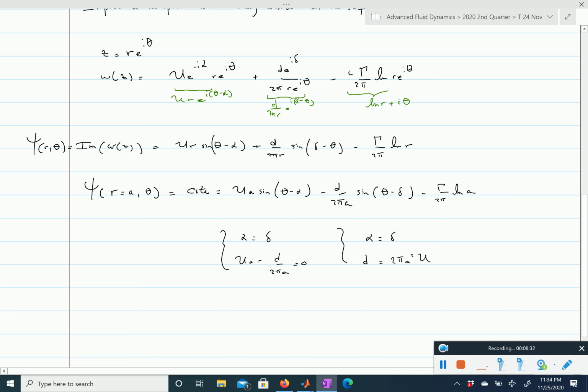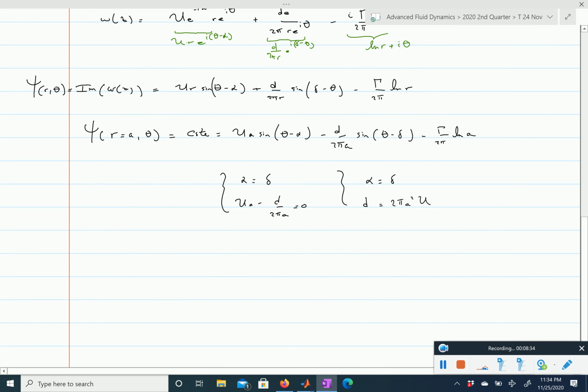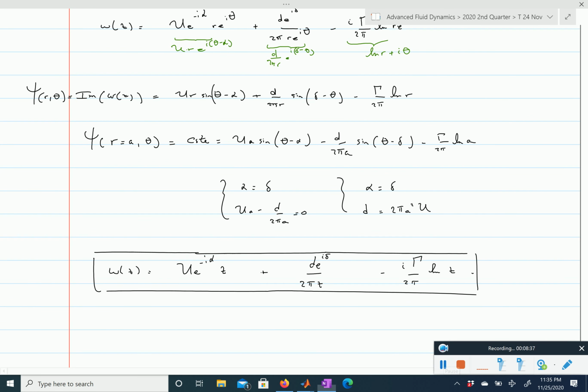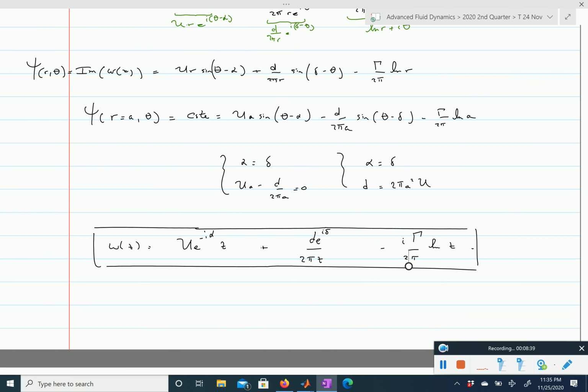So in terms of complex potentials, the complex potential for the flow around the cylinder is equal to the following. This we already had, and here D is equal to 2 pi a squared U. So we'll have just an a squared times U left here, and this 2 pi disappears, times exponential i alpha, minus i gamma divided by 2 pi log of z.